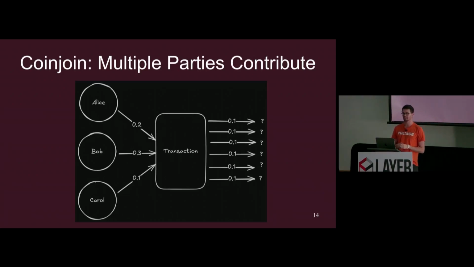The reason that happens is because if Bob had 0.3 and then sent himself back 0.3 out the other side, that would be trivially identifiable, right? So you need to create these equal-sized UTXOs for each person to maintain their privacy, right?